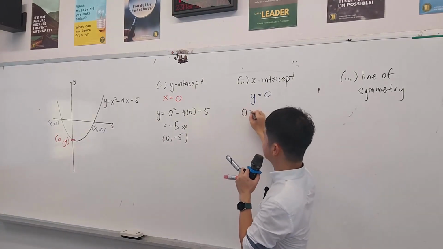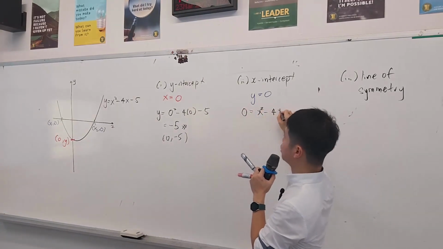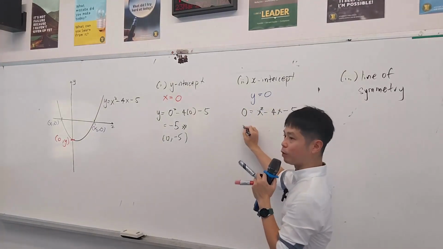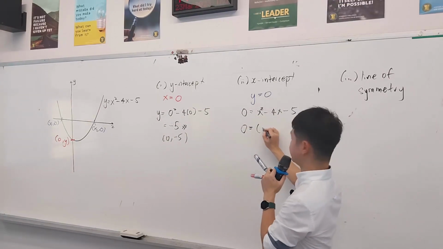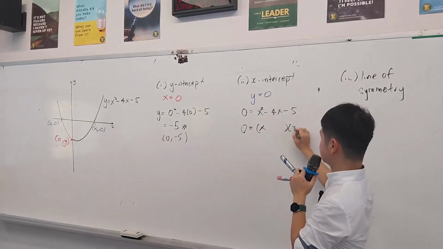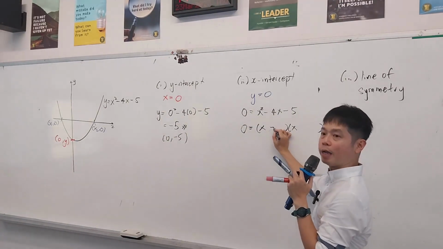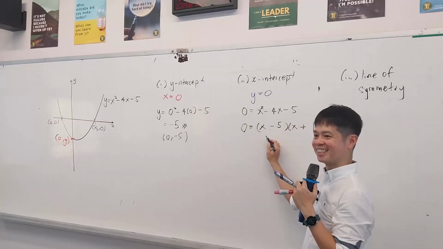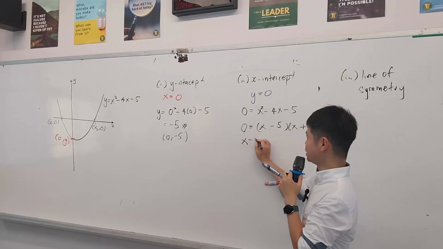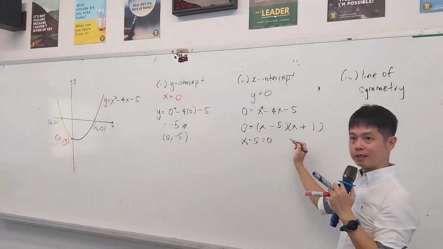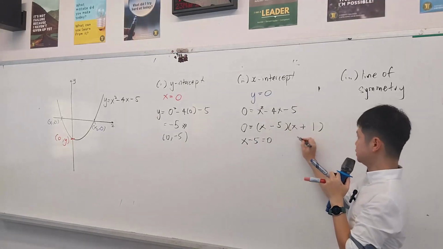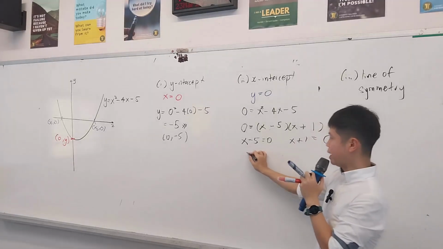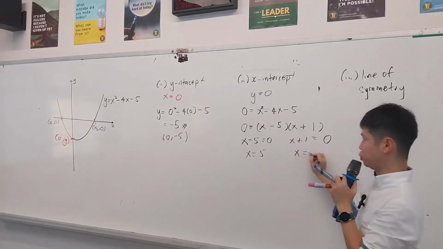Now for the x-intercept, I let y be 0. So now the y is 0. It's a bit more difficult. How do you solve this? If I factorize this, I'll have (x - 5)(x + 1). x minus 5 must be 0, or x plus 1 must be 0. So x equals 5 and x equals -1.